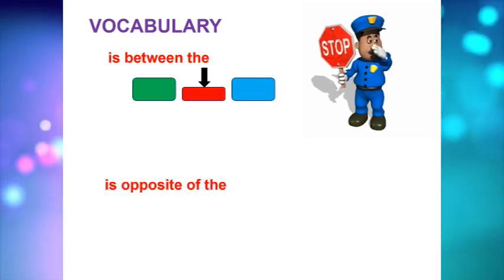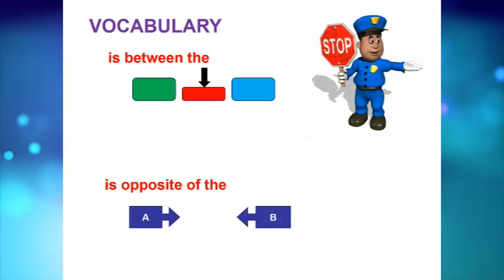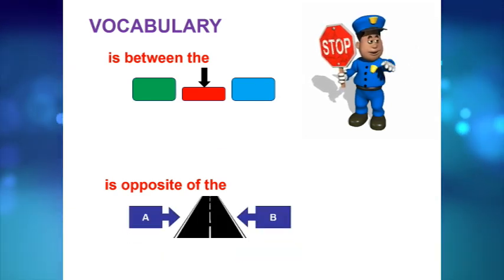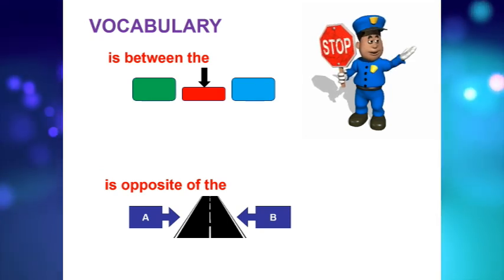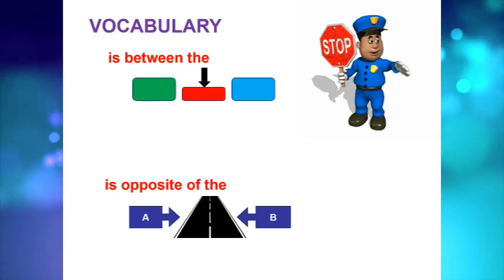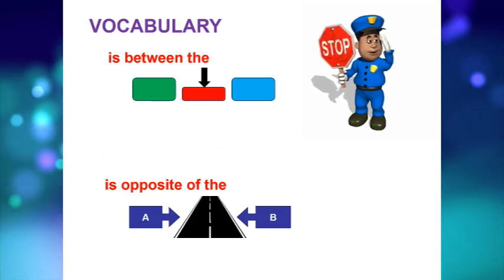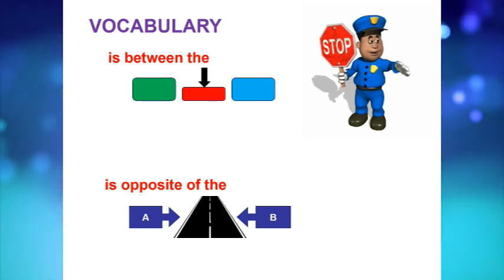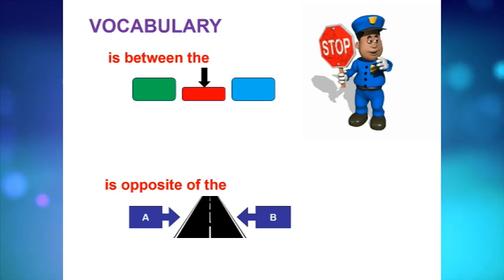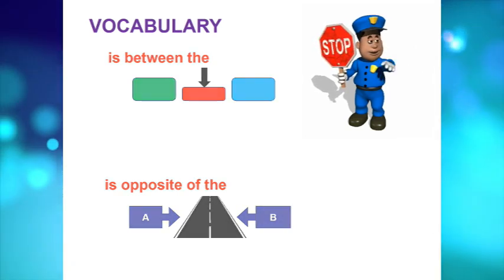Next phrase is "opposite of the." Let's say there's a building A and building B, and between them is a road. Opposite means across. So we will say building A is opposite of building B, and also we can say building B is opposite of building A.